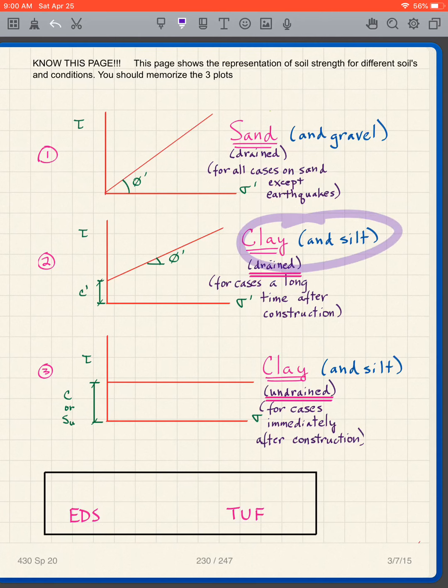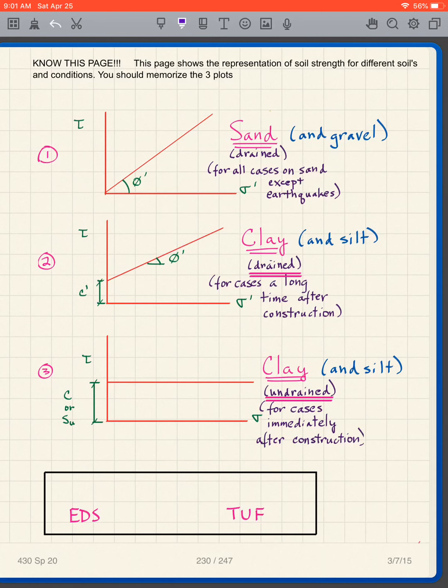For clay and silt drained, in other words, we run the test in the lab very slowly, we get a clay and silt drained envelope. It's a little bit different. We get a C prime and a phi prime. So in other words, the failure envelope does not go through the origin. It goes like that. So we get C prime and phi prime for clay and silt, and that defines the failure envelope.